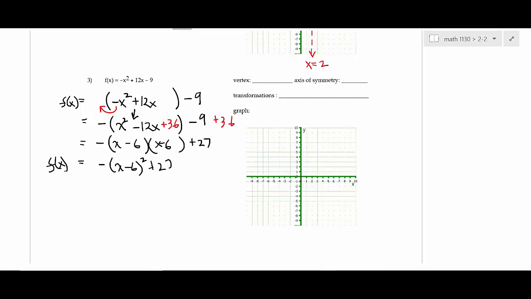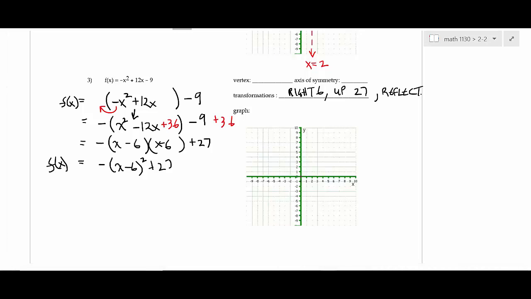Okay, what are the transformations? What does this do? Minus 6, what does that do? Right 6. What does the 27 do? Up 27, right. And that kind of helps you to reason out what the vertex is. So what we have on this is transformations. We just say right 6, up 27, and it's also going to reflect. So it's going to reflect and make the parabola open down like that.